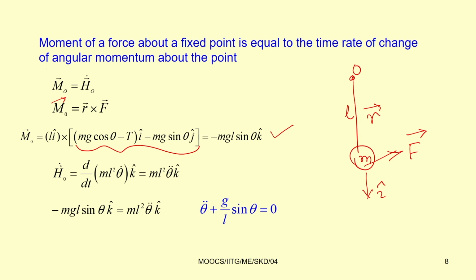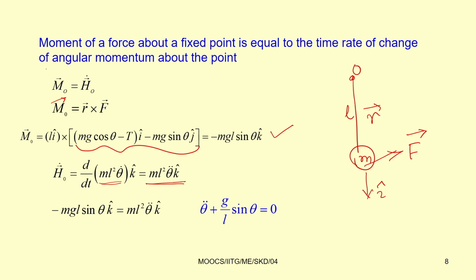Now H0 dot equals d by dt of H0, where H0 is the angular momentum. Angular momentum equals I omega, where theta dot is the angular velocity, so it equals m L square theta dot. So H0 dot equals d by dt of m L square theta dot, which is taking place about k, and equals m L square theta double dot k.